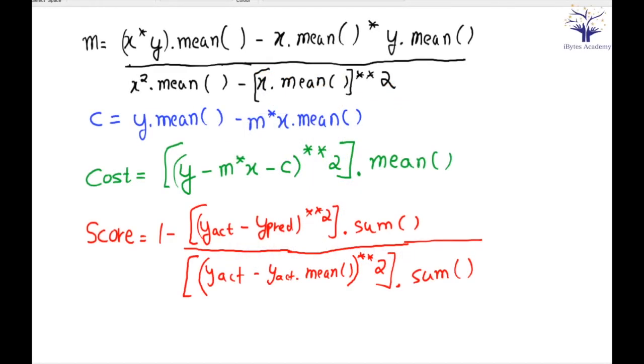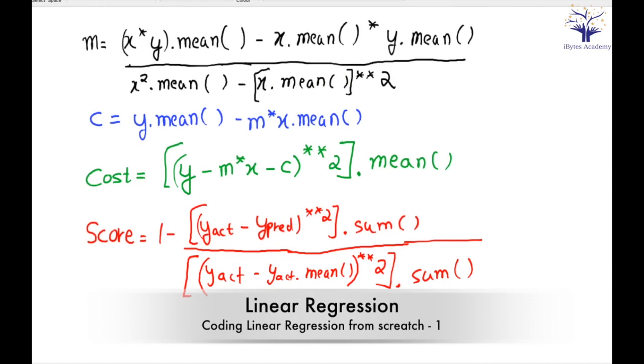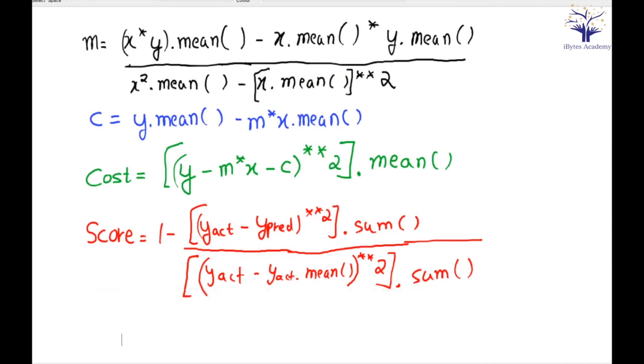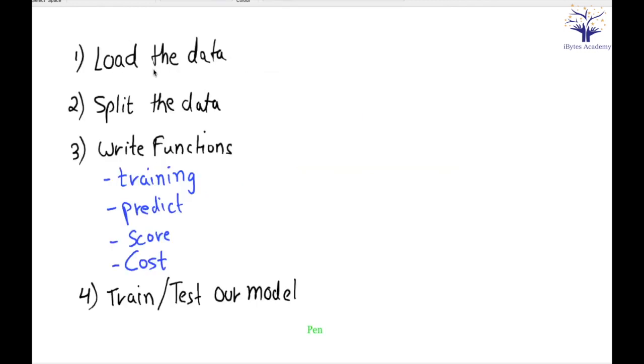Hi. So in the last session, we derived these equations of linear regression for a single feature. Now let's discuss how we can implement linear regression using these. So I have broken our approach into 4 steps. The first is loading the data into our Jupyter notebook.